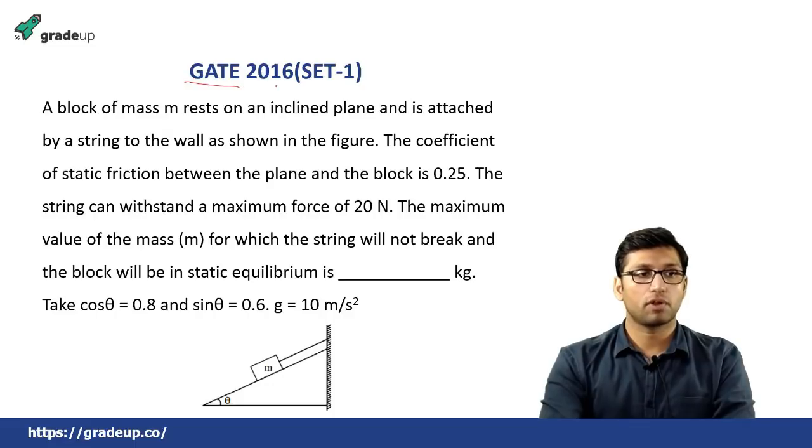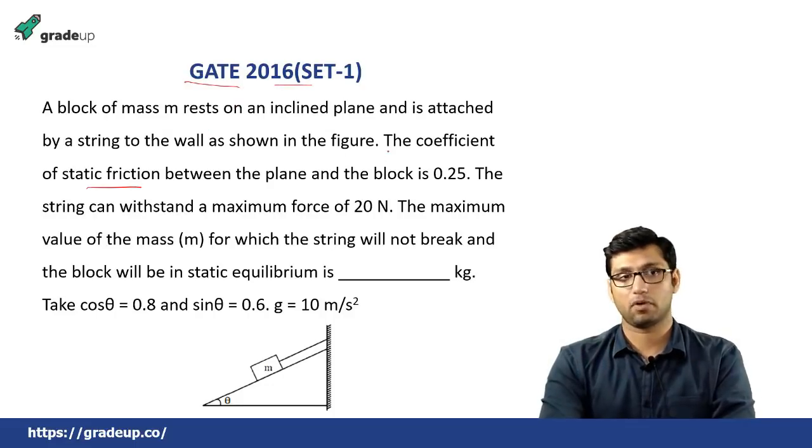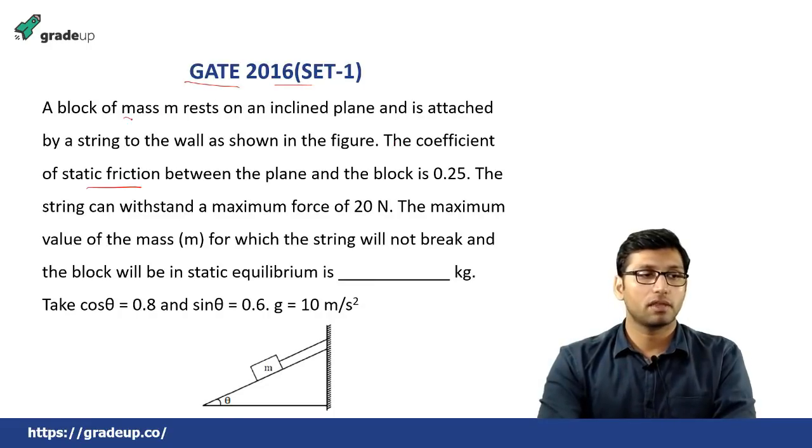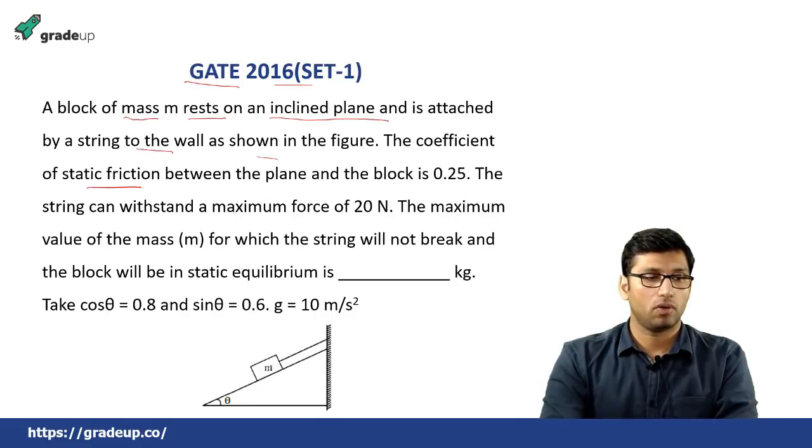Now this is a question from GATE 2016, and this question is based on the concept of friction. Okay, in this question it is given that a block of mass m rests on an inclined plane and is attached by a string to a wall. Okay, so this is a block which is kept on an inclined plane, and it is attached to a wall with the help of a string.